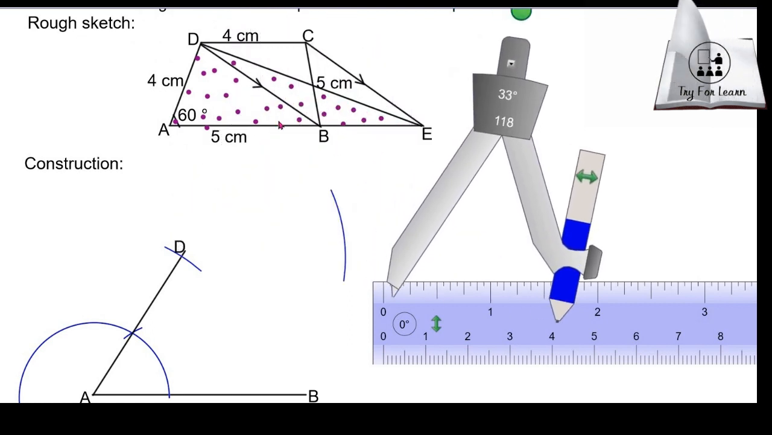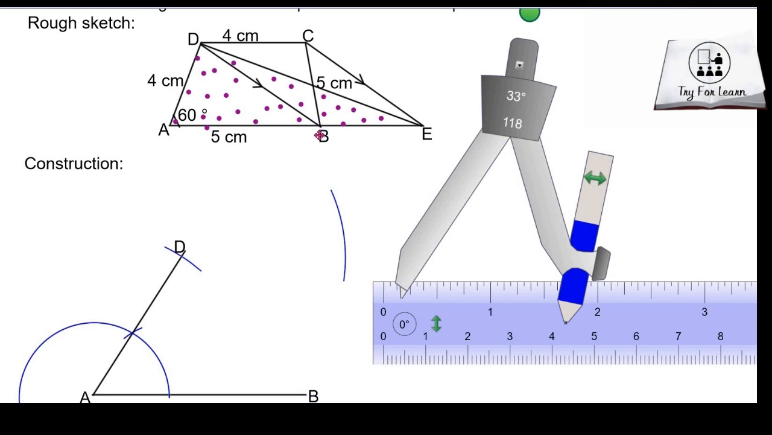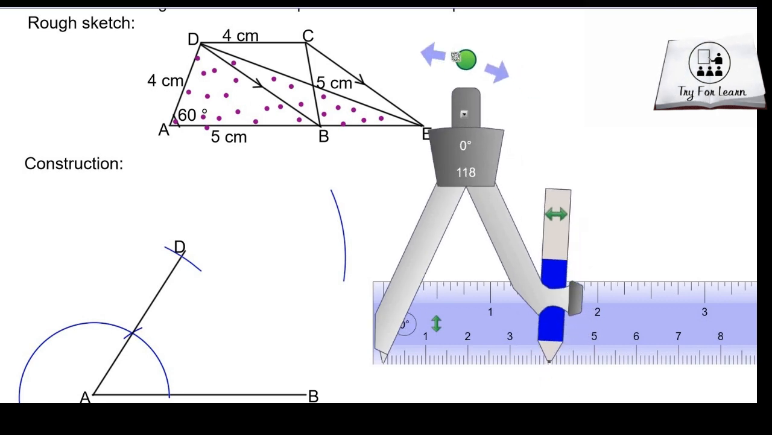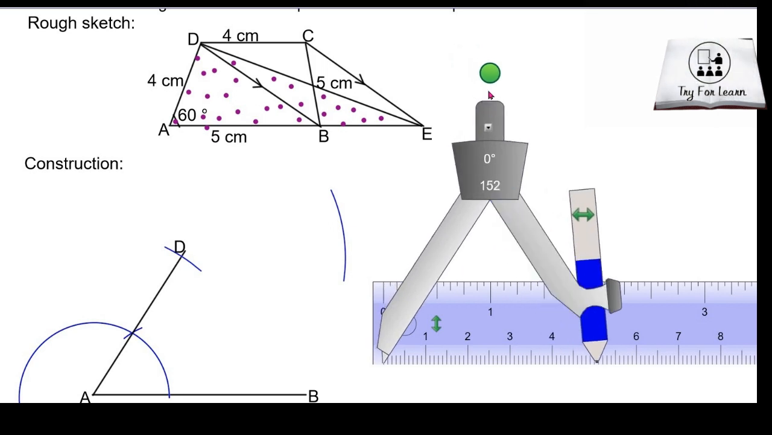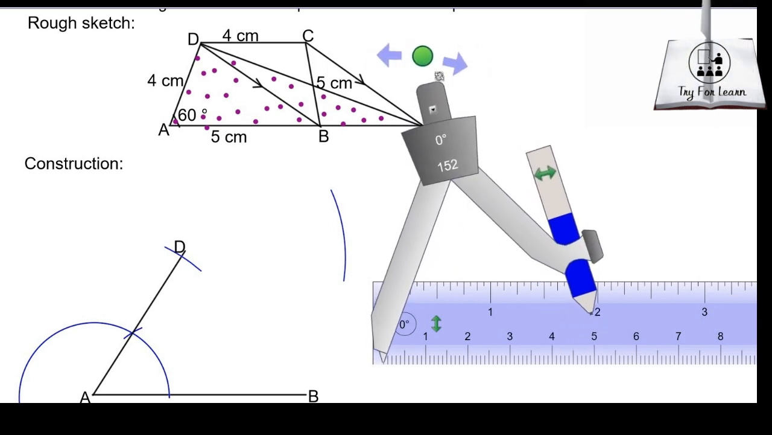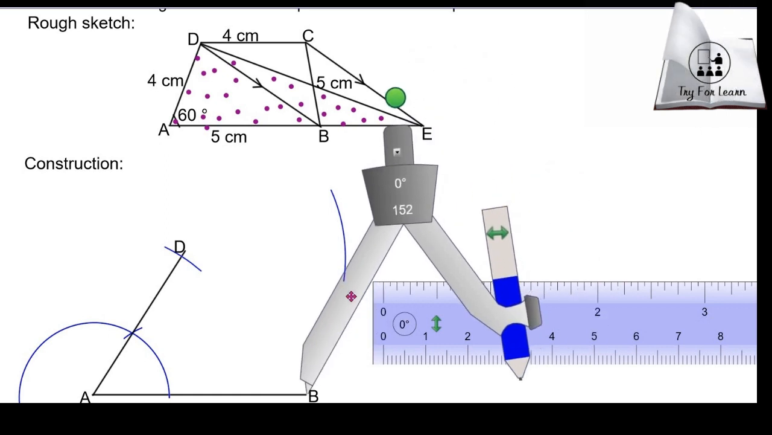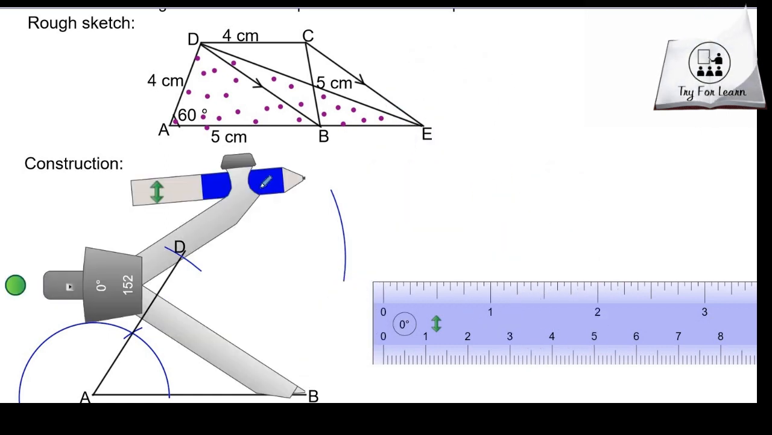Again, from this vertex B, there is a 5 cm length line segment. So we should measure a 5 cm length in this compass, and then we have to cut. First of all, let's measure a 5 cm length in this compass. Yes, it is exactly 5 cm. Now let's cut this arc from this vertex B.